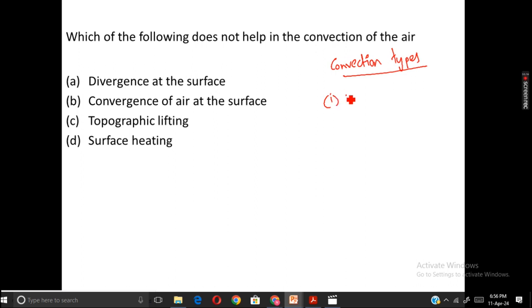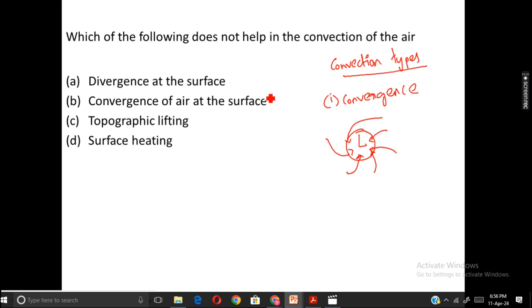First one is convergence. Basically, if there is a low pressure area at the surface, the surroundings will be high pressure. The air or wind blows from high pressure to low pressure, so the wind from the surroundings will start blowing towards this low pressure region. It will lead to a convergence at the surface. So this is one of the convection types.